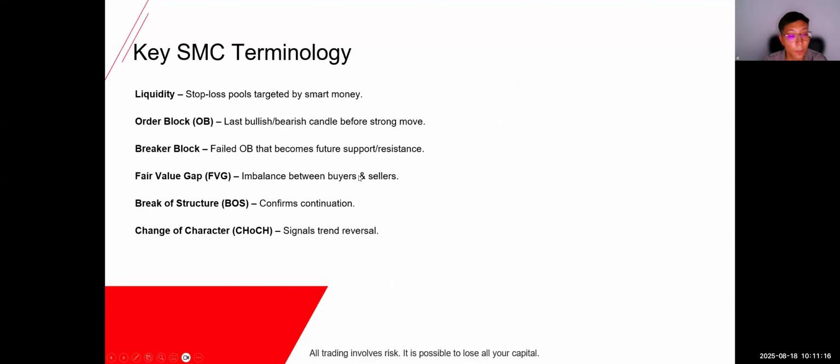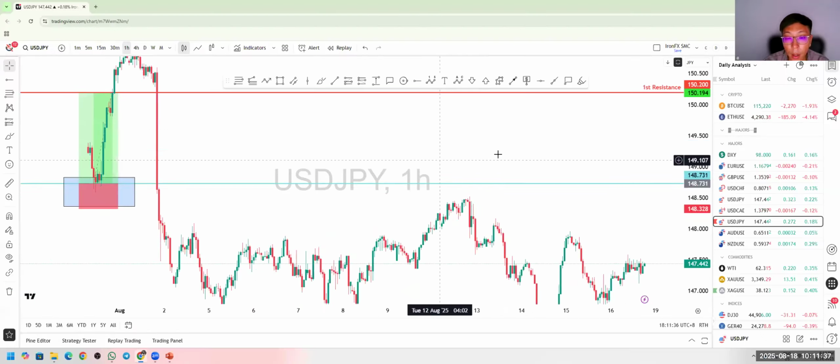The next thing is, we also have market structure for the last two parts, break of structure and change of character. Break of structure means confirming the continuation, be it bullish or bearish continuation, while change of character means trend reversal. Let me show you guys an example.